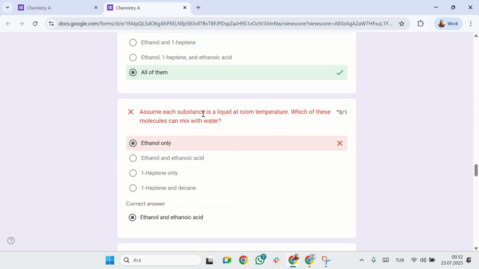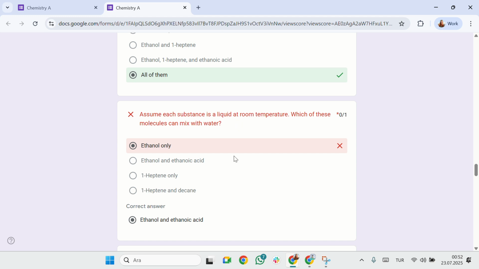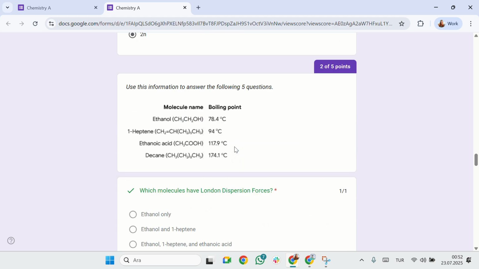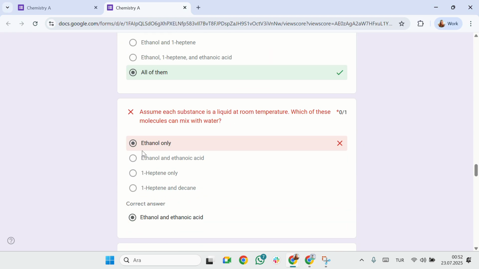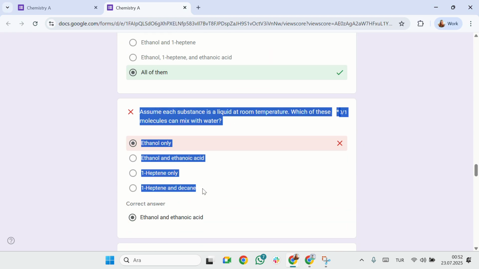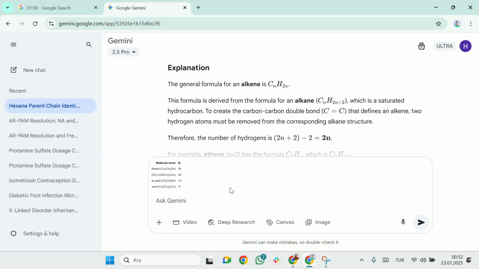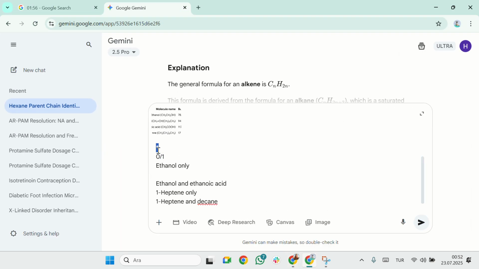I assume each substance is a liquid at room temperature for these molecules. Okay, let's copy this image and then ask this question because I had no idea. I still have 2 minutes.